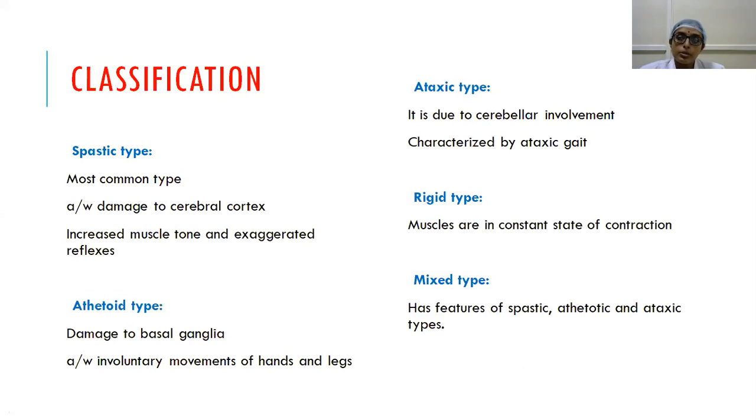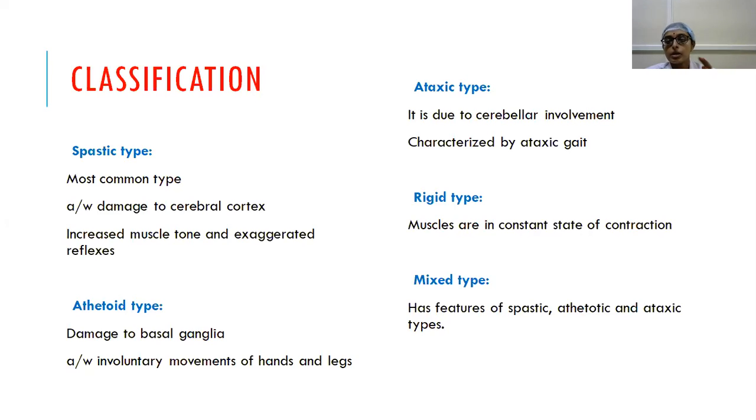In spastic type, it is the most common type where there is damage to the cerebral cortex. As the cerebral cortex is involved, there will be increased muscle tone and exacerbated reflexes. It is based on the part of the brain affected. In athetoid type, you have the basal ganglia involvement and there will be involuntary movements of the hands and legs. In ataxic type, you have the cerebellar involvement and there will be ataxic gait.